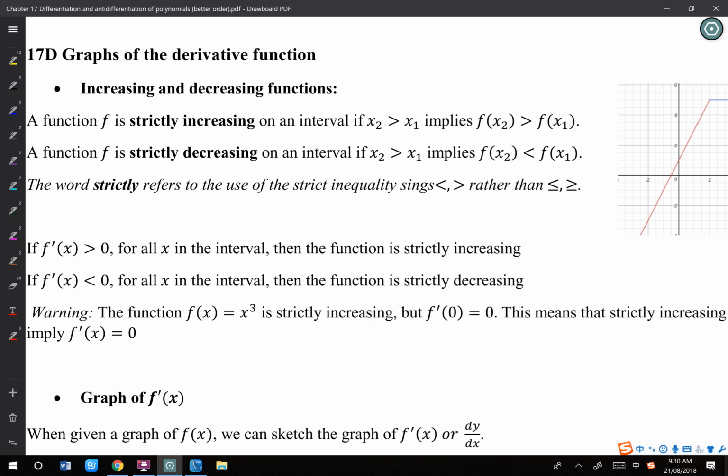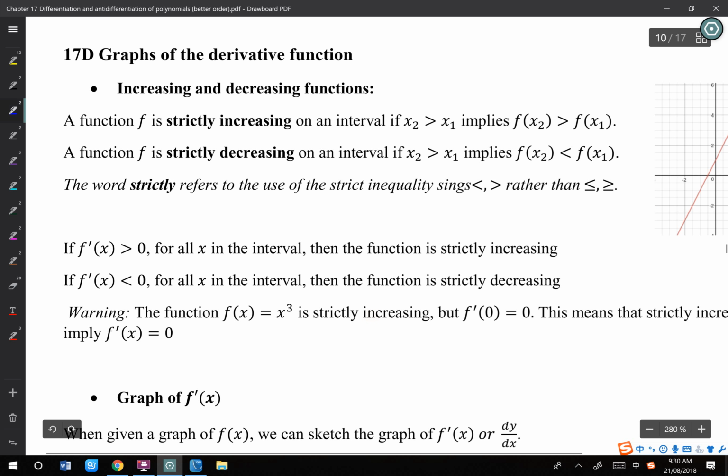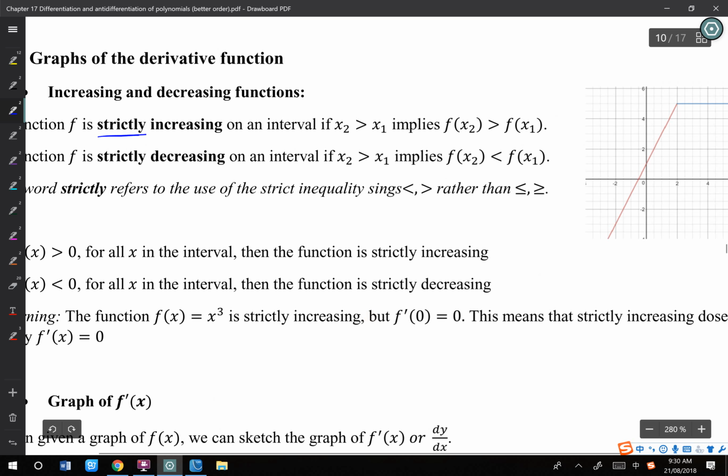So what is an increasing function? Strictly increasing. Okay, just the word strictly. What's the word strictly doing here? A function f is strictly increasing on an interval if x2 greater than x1 implies that f(x2) is greater than f(x1), which means, let's change that to easy language: when x increases, my y value will increase. That's a strictly increasing function.